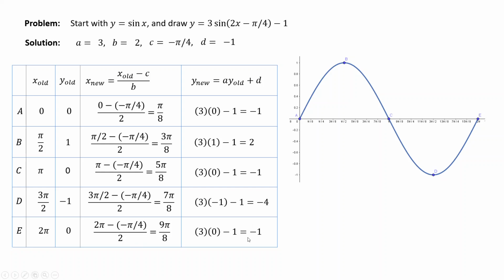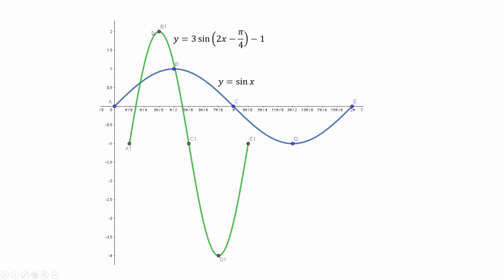9 pi/8, negative 1. See? Plotted those points as A1, B1, C1. A1 corresponds to this old A. B1 corresponds to this old B, and so on. So, if the original curve was a sine curve, this would also be a sine curve, so it would retain some of those same characteristics. Okay, so we just simply draw another sine curve, but making sure that it passes through these points. So we have drawn this, what is supposedly a very complicated one.